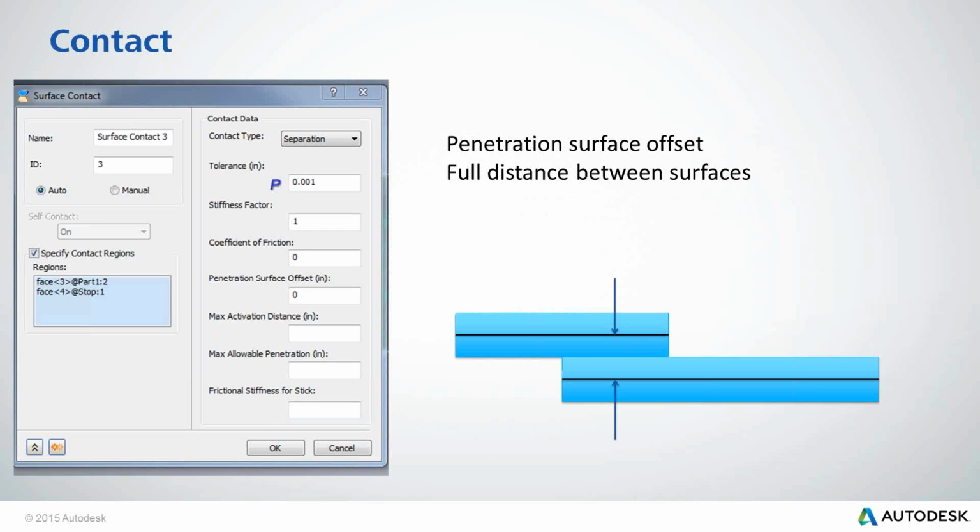Another parameter here in the contact parameters is the penetration surface offset. This defines the full distance between the surfaces. This comes in very handy if you have, let's say, shell elements that are modeled at their midplane, and they actually would touch each other before the meshes touch. Because the distance between them, you're going to add half the thickness of each shell, so that's going to change the distance between the meshes. So you can change that parameter to reflect the actual gap between the two parts.